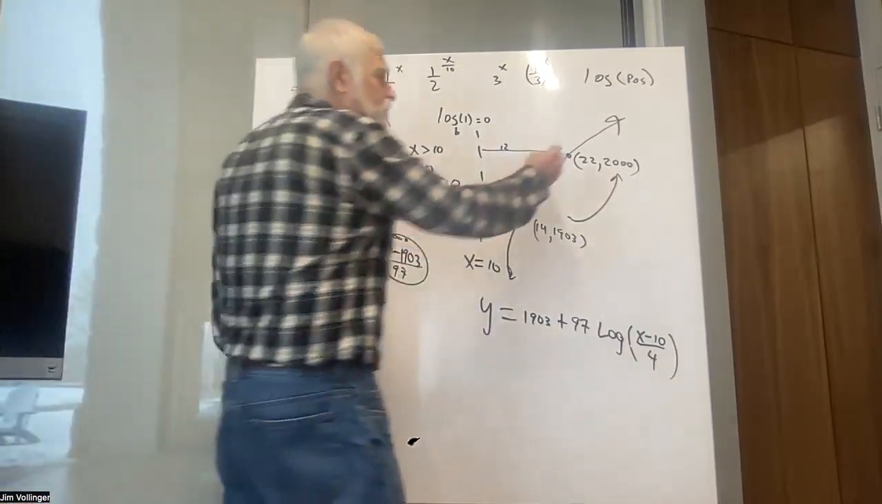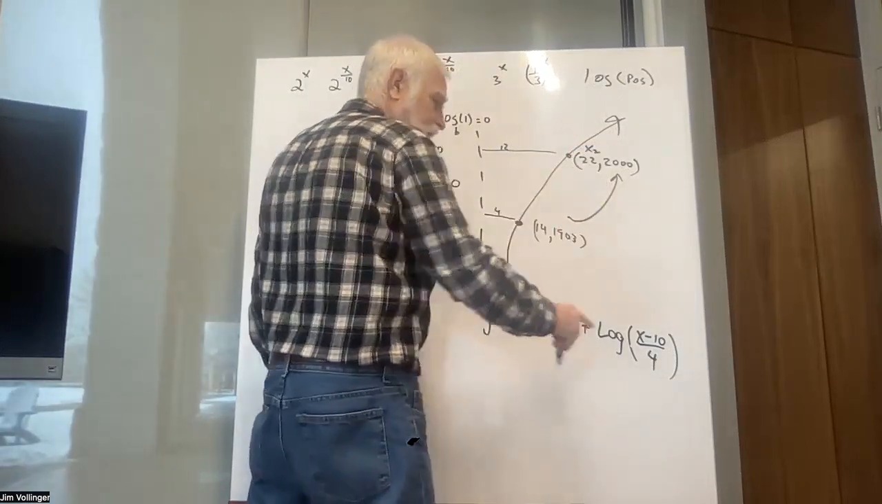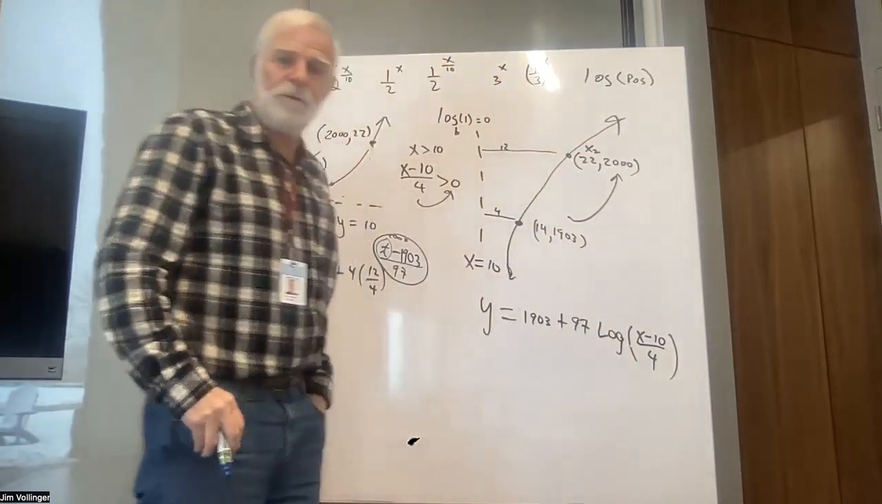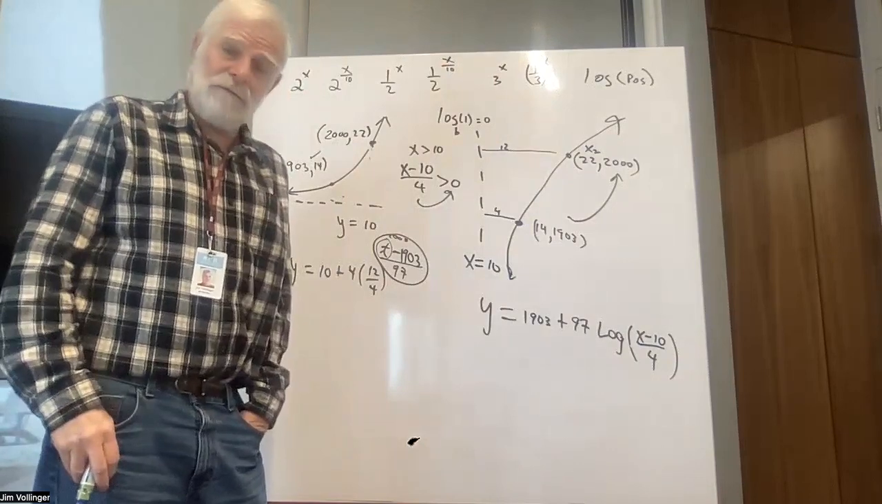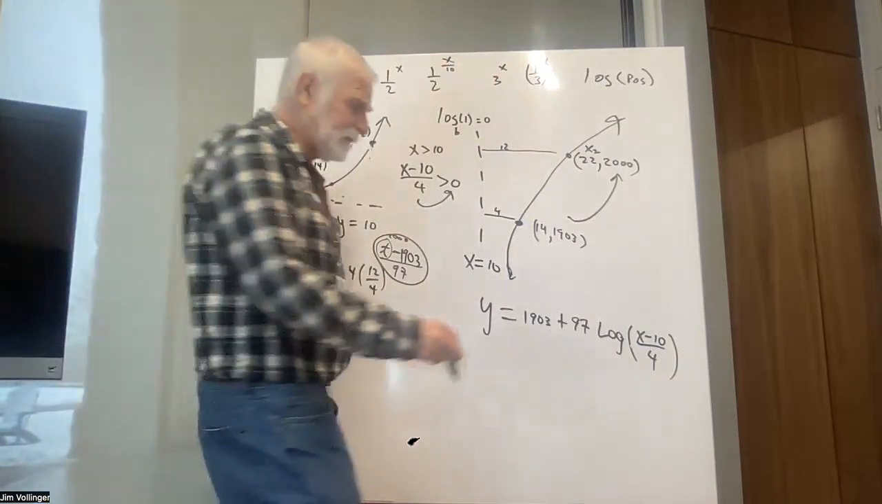So the last thing we have to do is get the base of this function. And you get that by using your second x. So you put 22 in. What's 22 minus 10? 12 divided by 4. There's your base, 3.